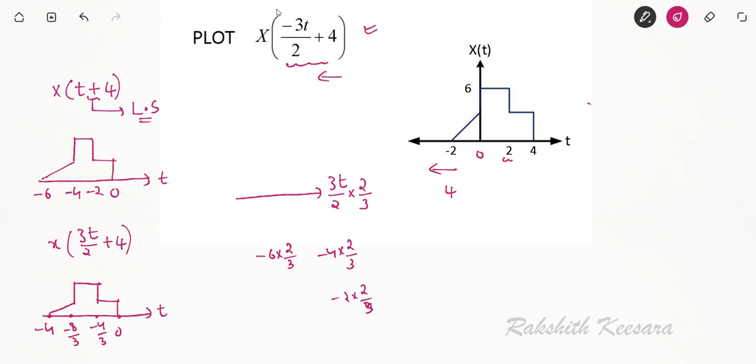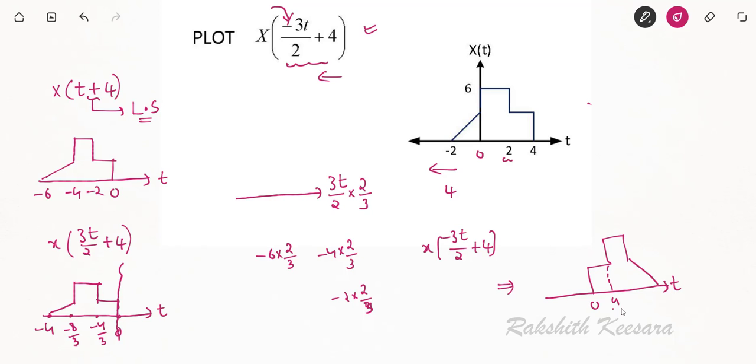Now at the end we should perform the time reversal operation, that is, x of minus 3t by 2 plus 4. What we should do is take a mirror image about the y-axis. This is my y-axis, I should take the mirror image about this. So the answer will be like this. This will be 0, this is 4 by 3, this is 8 by 3, this is 4. This is the process to be followed if you are starting from the right side.